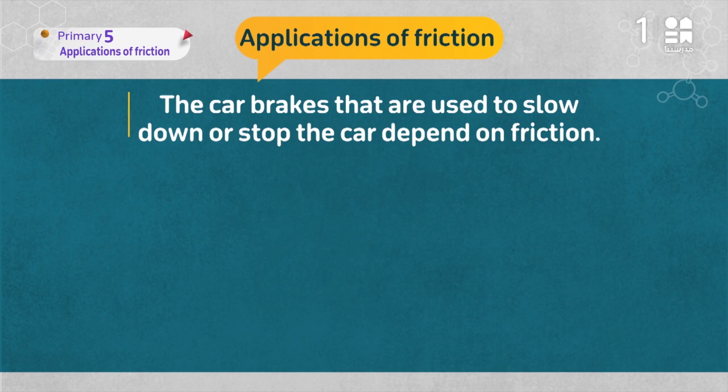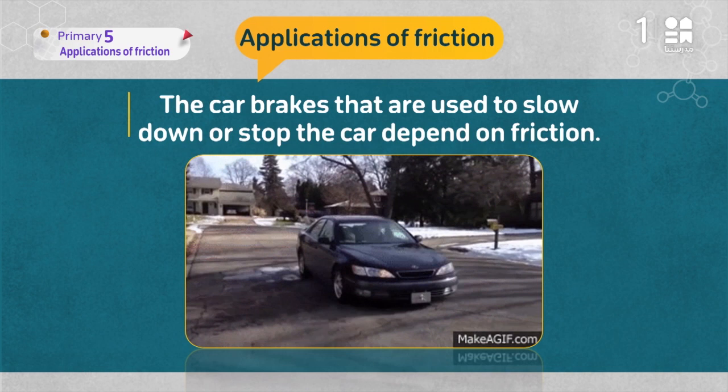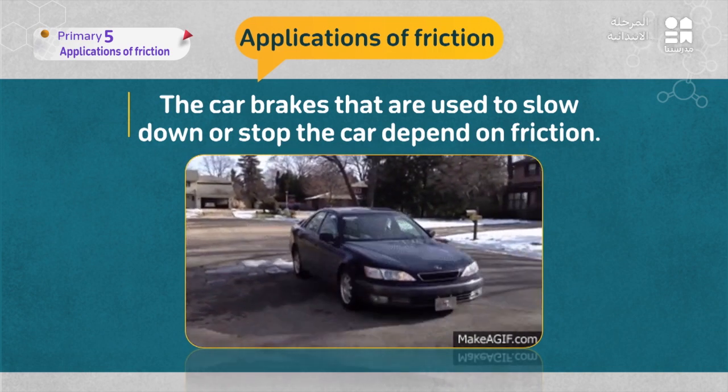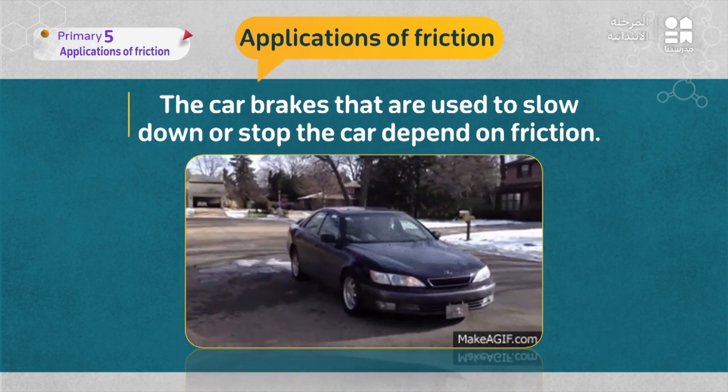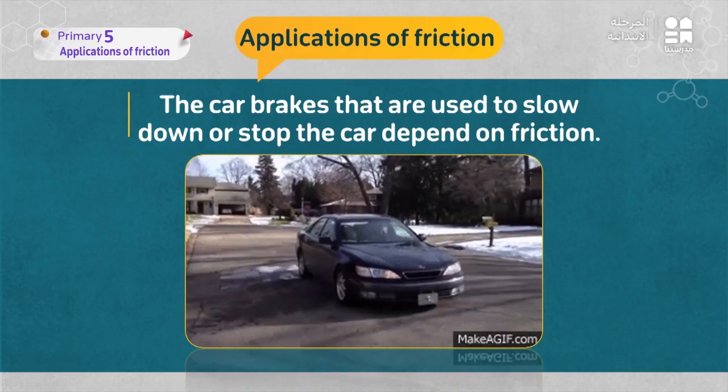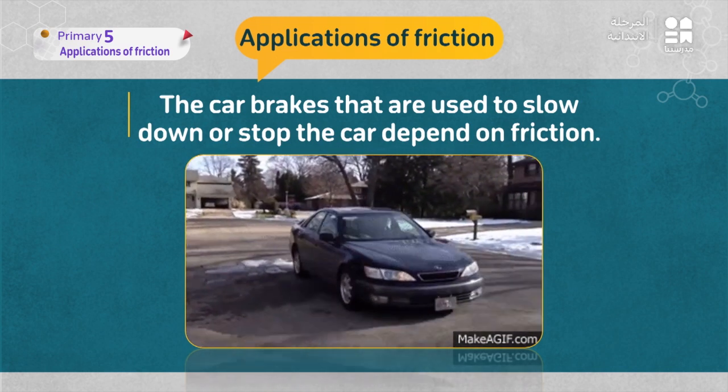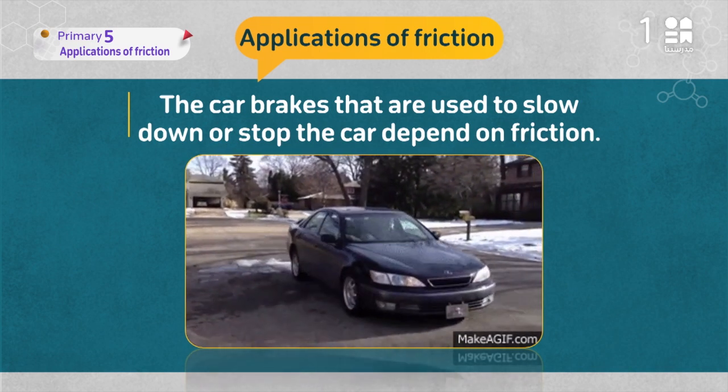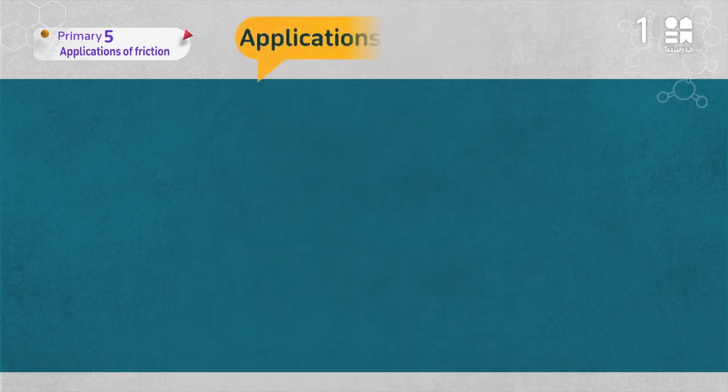The second one is the car brakes. احنا ازاي بنوقف أي عربية؟ We use the car brakes. The car brakes that are used to slow down or stop the car depend on friction. طب ليه؟ لما نستخدم البريكس بتعمل increase للفريكشن فورس. واحنا عارفين من الليسن قبل كده ان لما الفريكشن فورس بتزيد وتكون اكتر من الموفمنت فورس الاوبجكت بيحصل له slow down and then stop. So the second advantage is that the car brakes used to slow down or stop the car depend on friction. تمام. طيب what else?